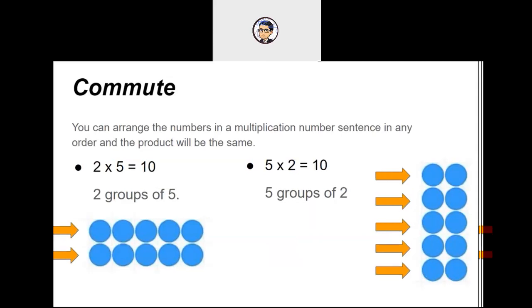If we look at a second example, we can see that 2 times 5 equals 10. 2 groups of 5 is 10, and 5 times 2 is 10. 5 groups of 2 is 10. We can see that the product stays the same. So the idea of commuting means that the numbers can be in any position. The 2 and the 5 can be at the start or the front. 2 times 5 or 5 times 2, and the product will stay the same.